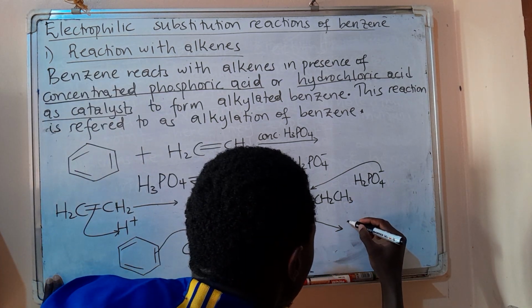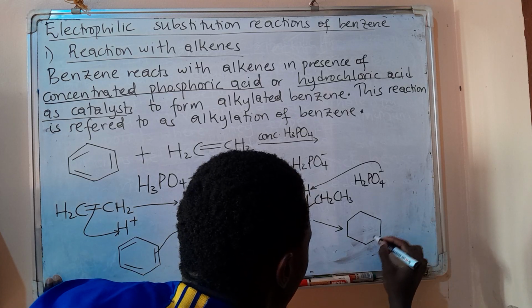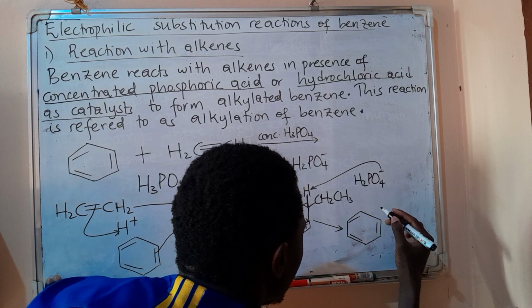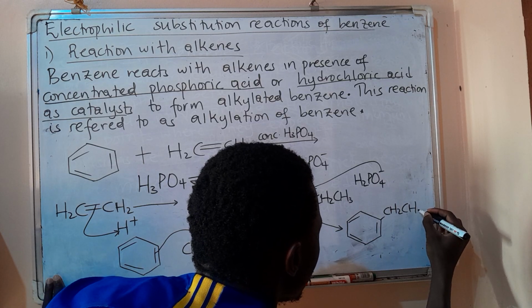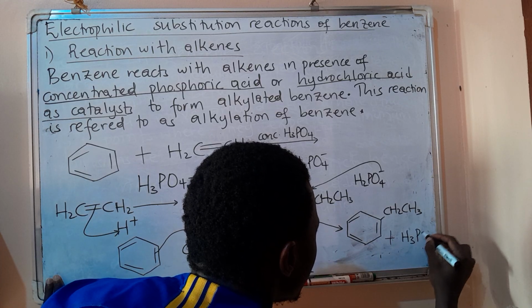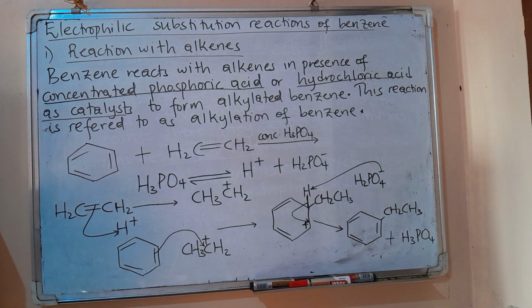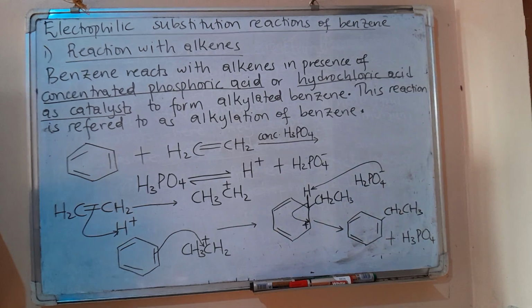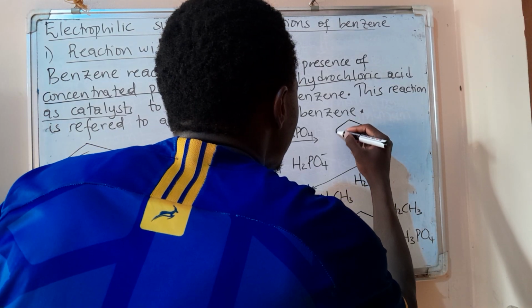CH2, CH3 plus phosphoric acid. So you see that phosphoric acid is formed back, implying that it was serving as a catalyst. It did not participate directly in the reaction. Therefore, what is our product? Our product in this case is this.